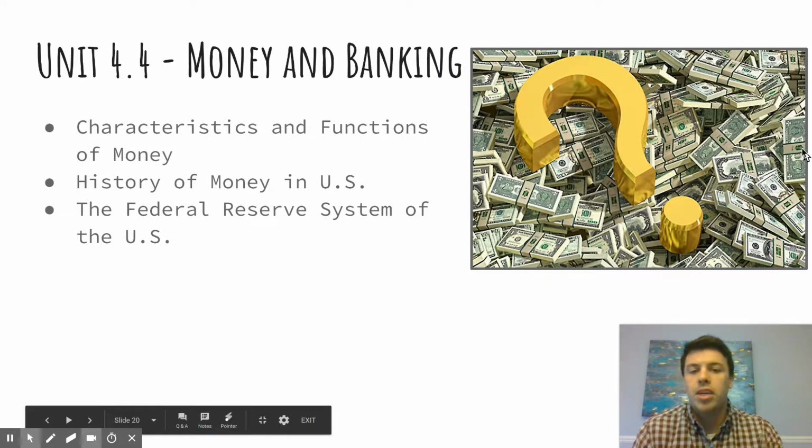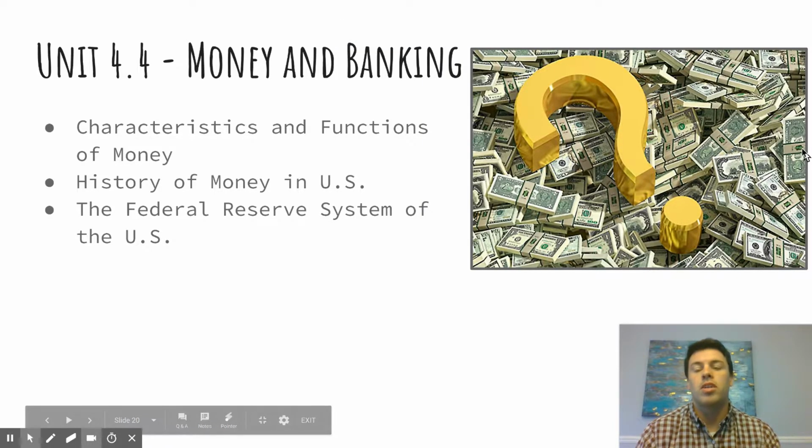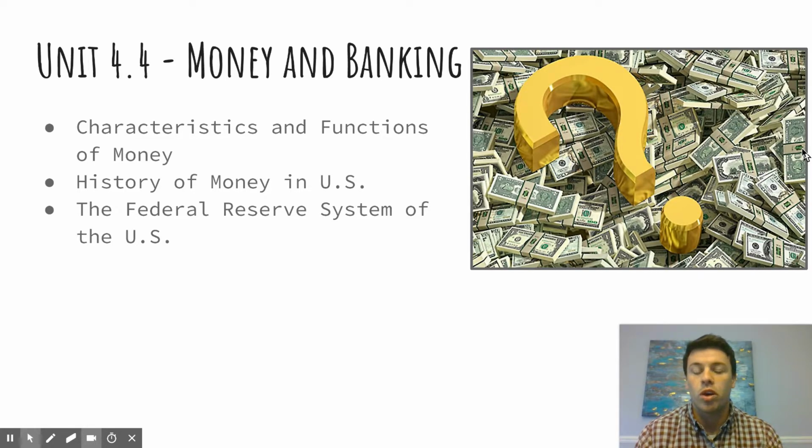All right, let's talk about money and the banking system here. This will be the fourth video of Unit 4. We're going to focus mainly on three things here. We're going to look at some terminology first, looking at characteristics and the functions of money. We're going to take a minute to do a brief history of money in the United States, and then we'll finish up with a brief overview of the Federal Reserve System in the United States.